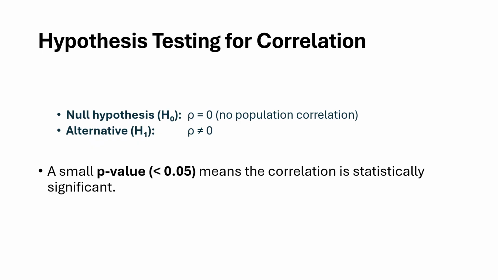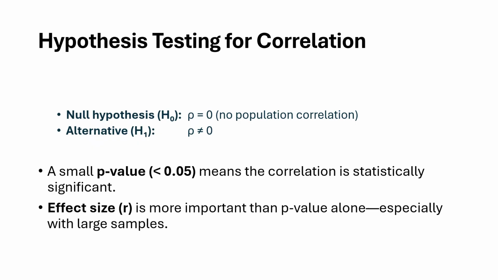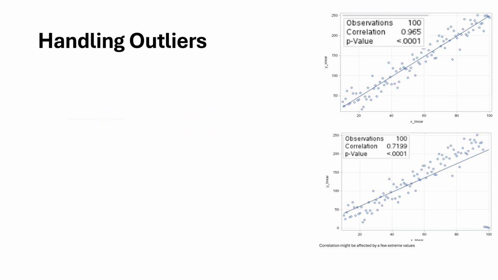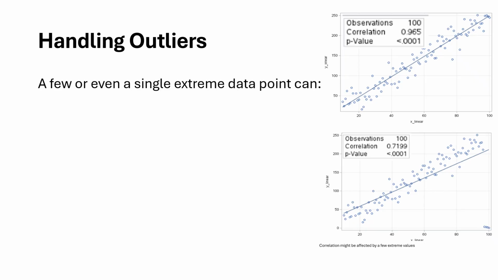But please note that a small p-value means that the correlation is statistically significant. But in the case of Pearson correlation, it is very important to note that the effect size, the true value of R, is more important than the p-value alone, especially when it comes to large samples. So again, Pearson correlation is highly susceptible to outliers, especially extreme ones. A few or even a single extreme data point can either inflate or deflate R.